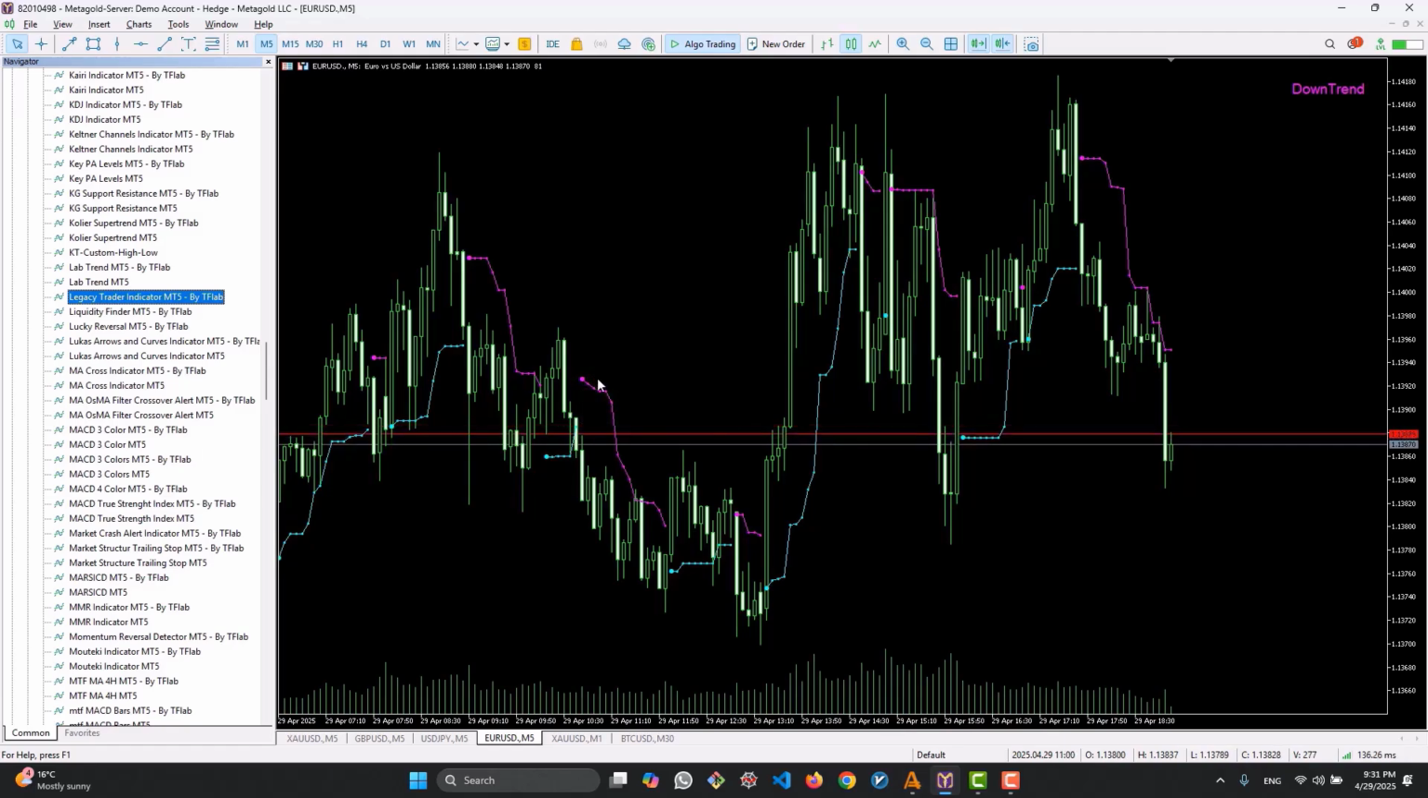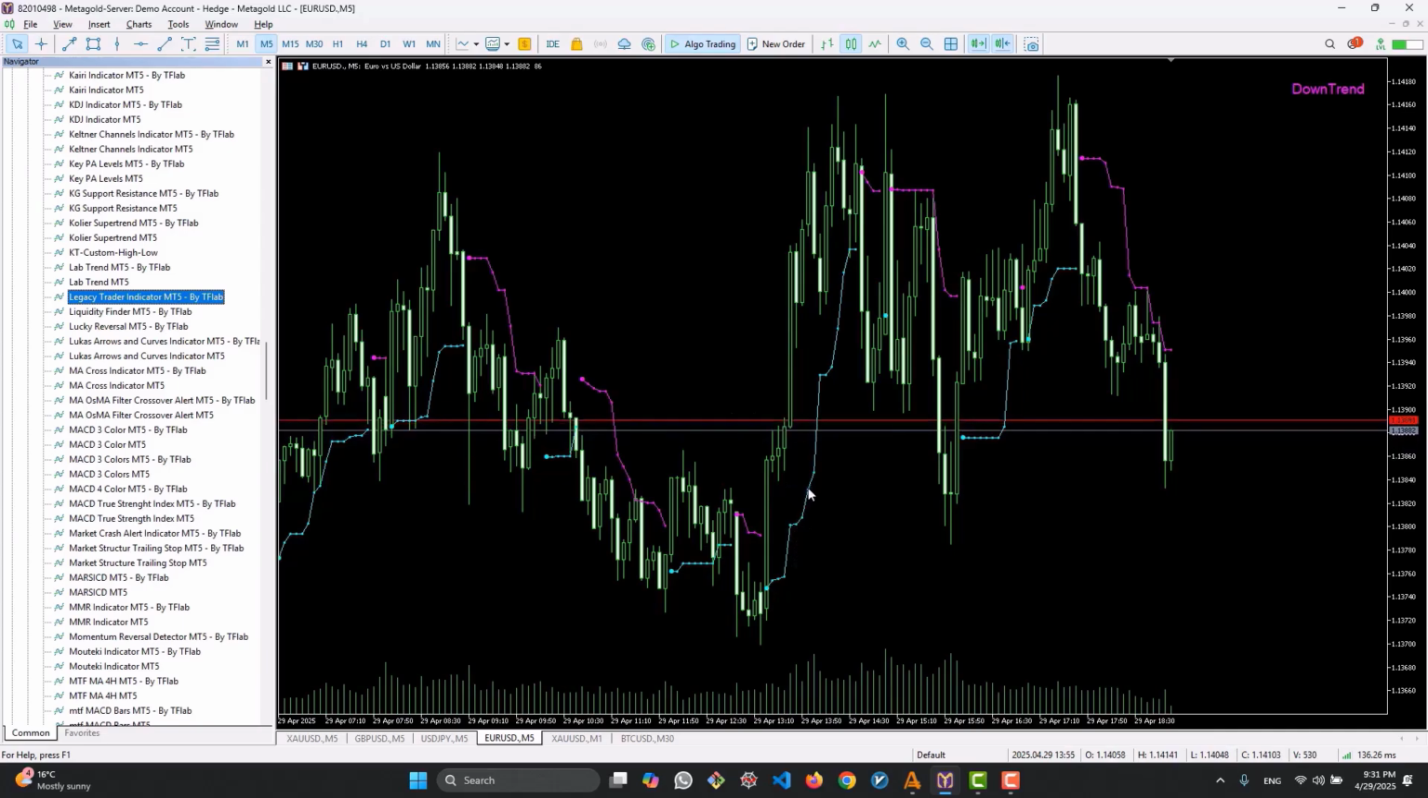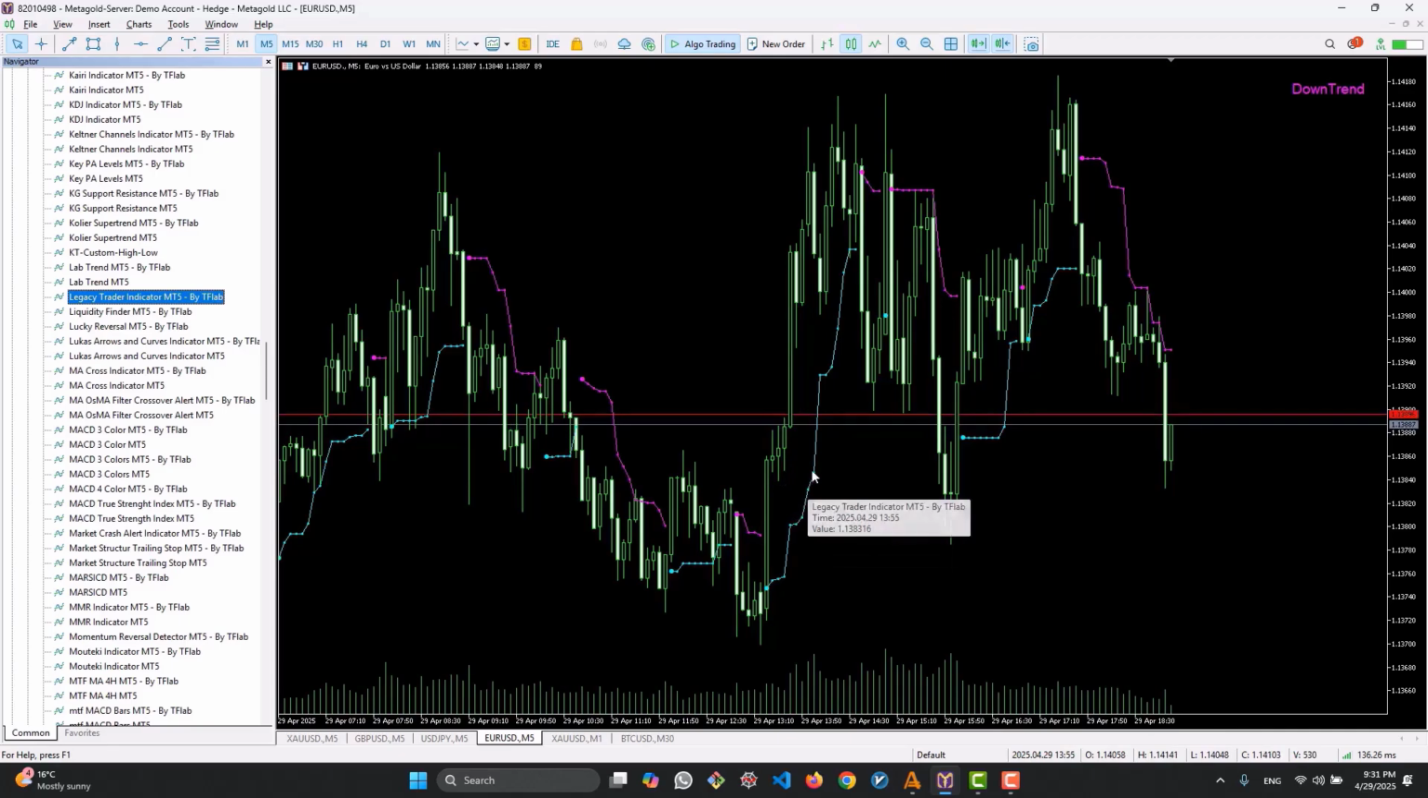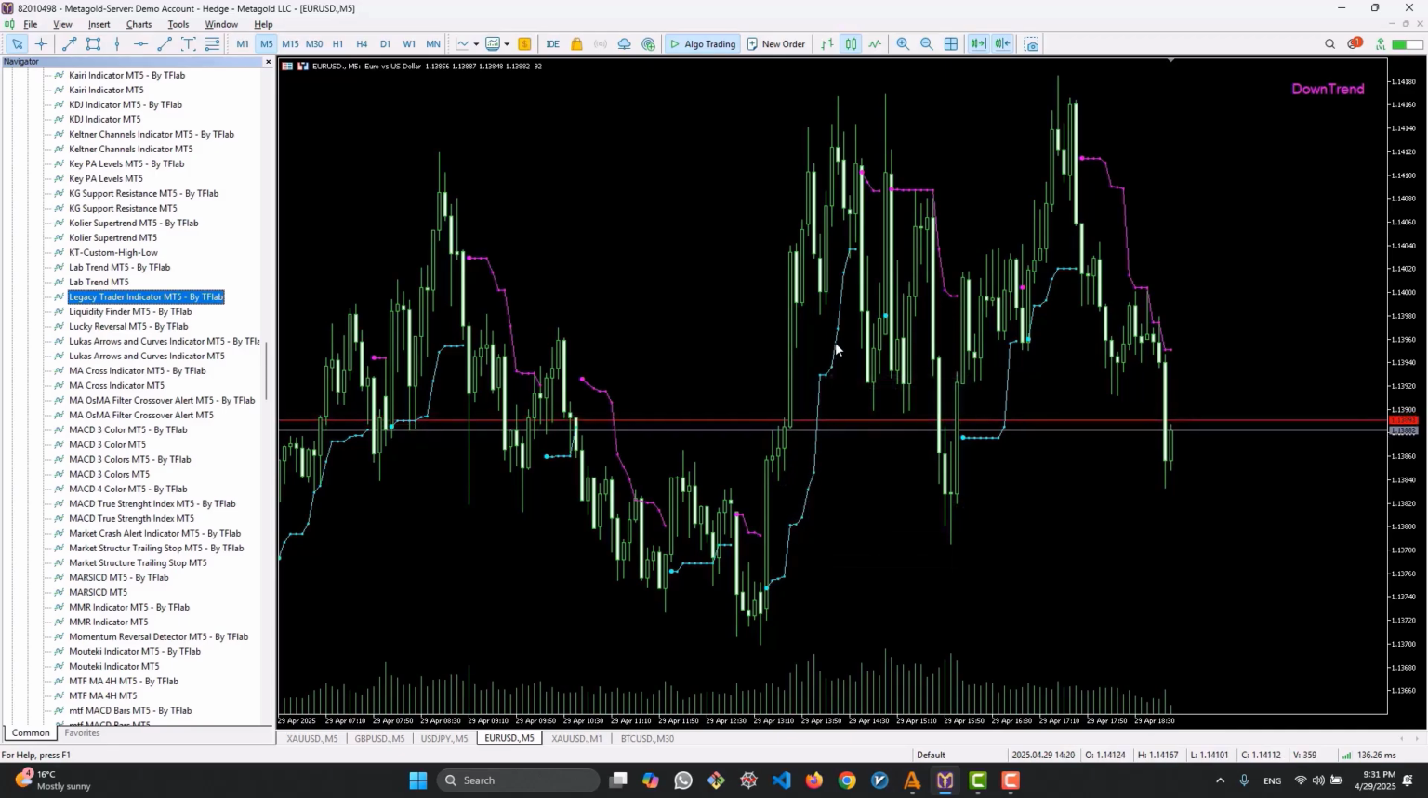We can enter a sell or buy trade when the purple or blue line starts to appear. And we can use this line as a trailing stop, moving the stop loss higher along with this line for a buy trade, for example. Let's go over the settings of this indicator together.